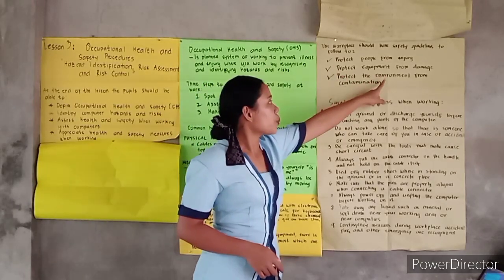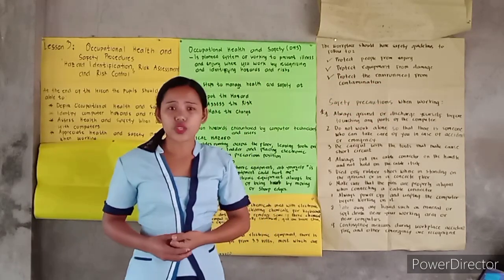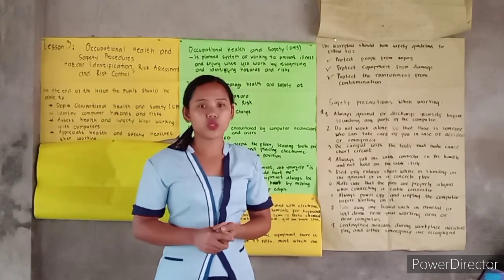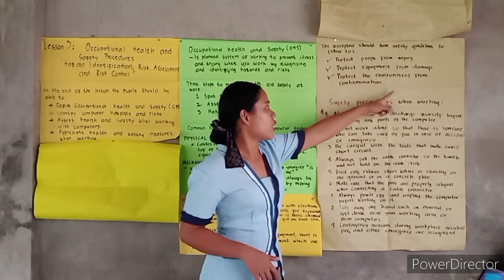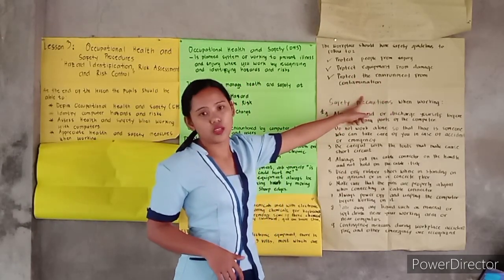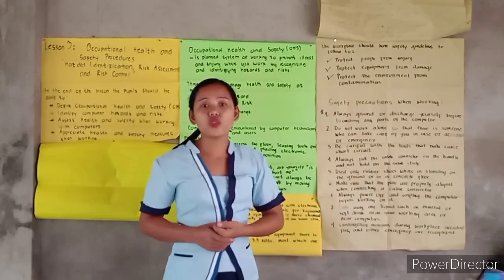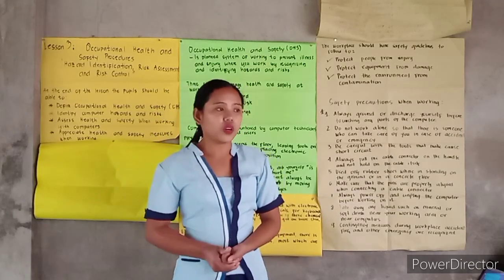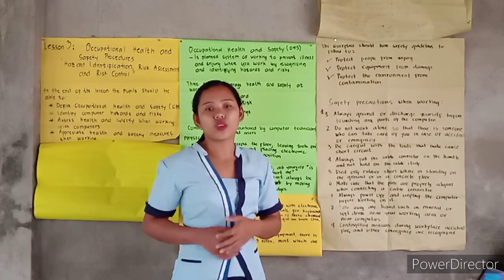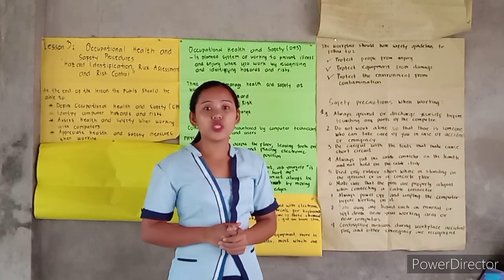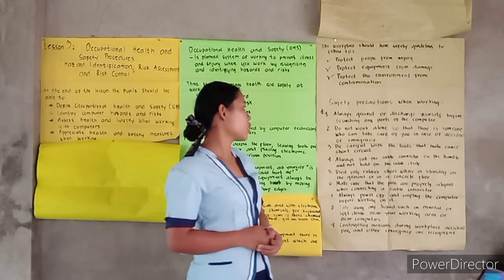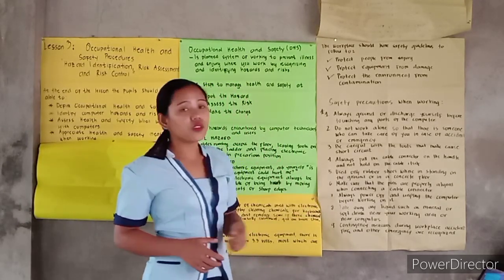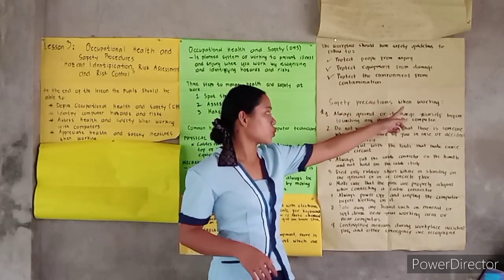Next is protect equipment from damage. Of course, we should be careful with our equipment's use. Next, protect the environment from contamination. Yes, of course, we should protect our environment. We should make sure that what we are doing will not affect or destroy our environment. So here are the 15 safety precautions when working.